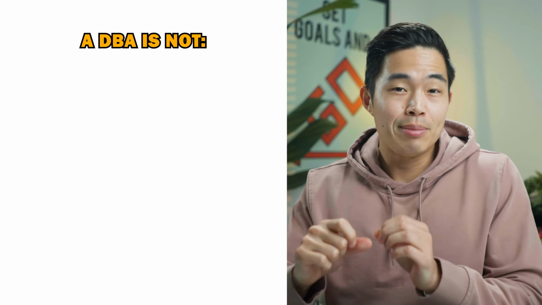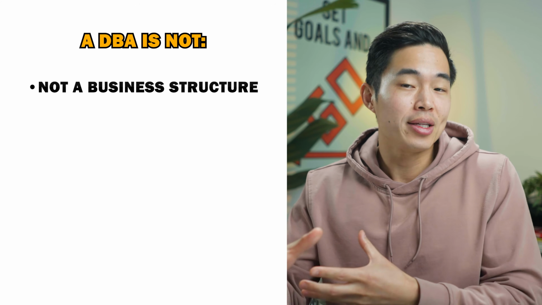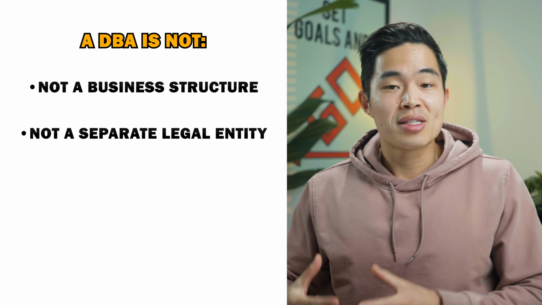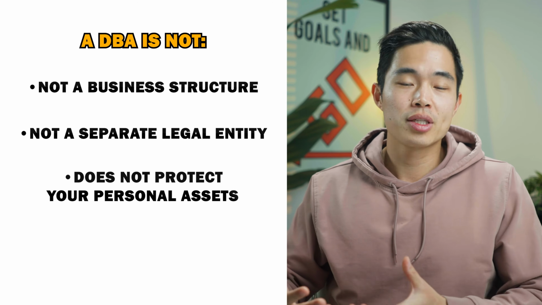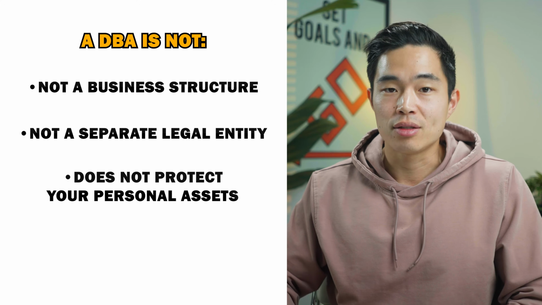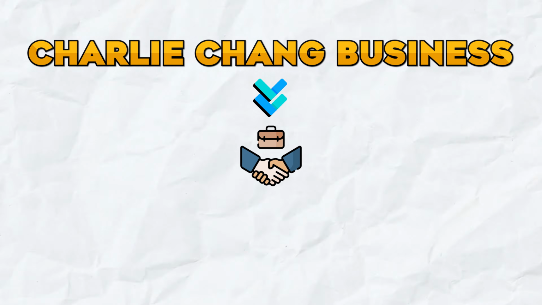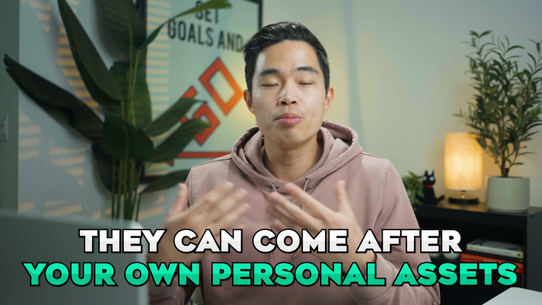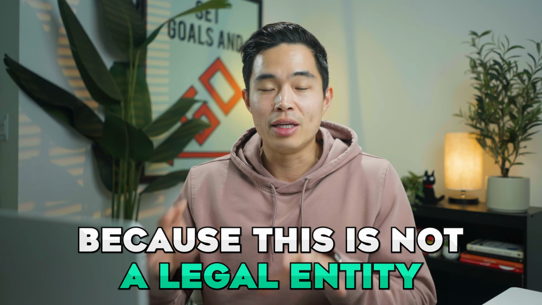Now, what is a DBA not? A DBA is not a business structure, so it's not a legal business structure. It's also not a separate legal entity. And as a result, DBAs do not protect your personal assets, right? So let's say you're doing a business under a DBA, under your own personal name, you get sued. Well, unfortunately, they can come after your own personal assets because this is not a legal entity. It also doesn't prevent others from using the same name unless it's actually trademarked.